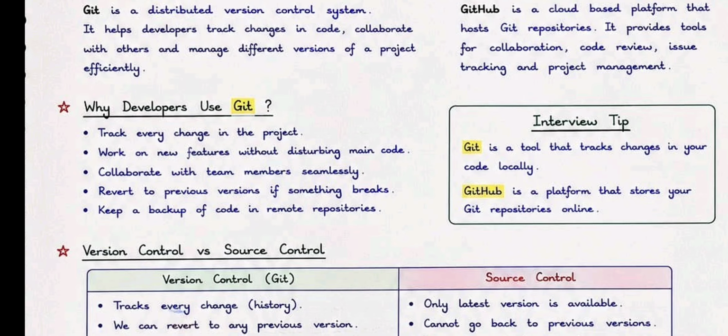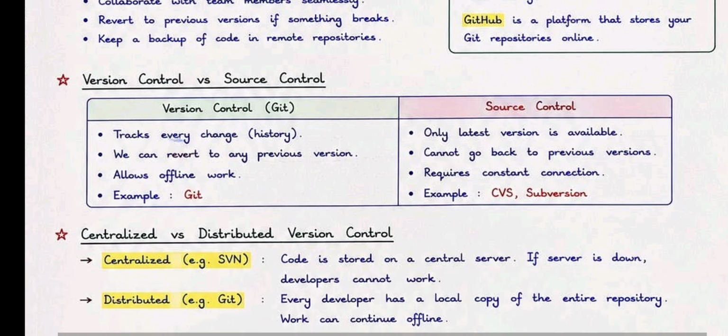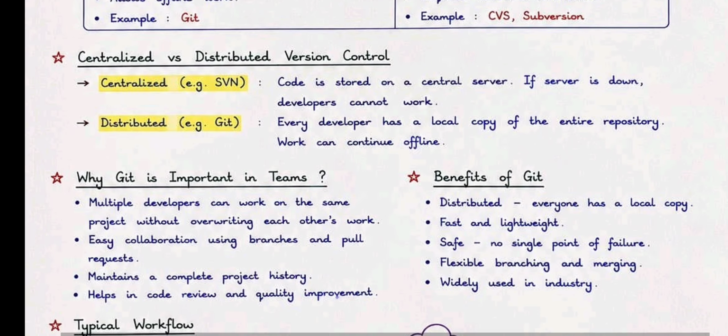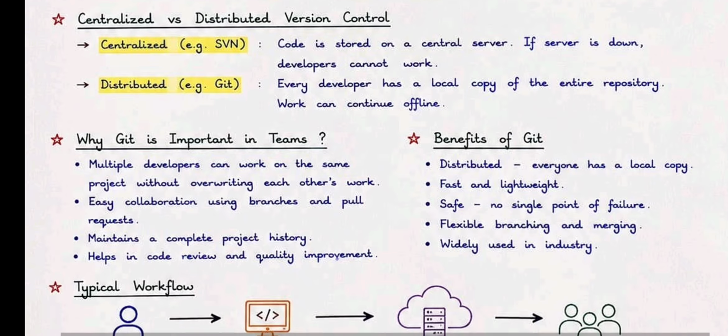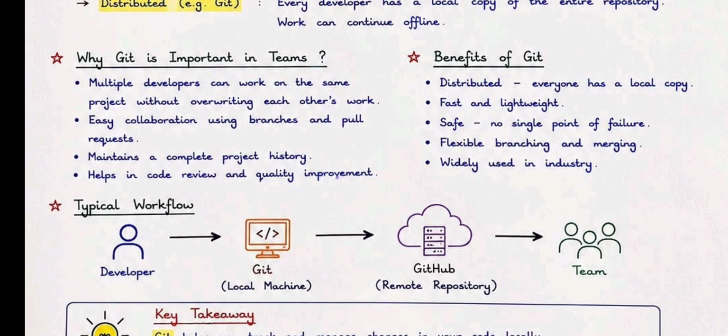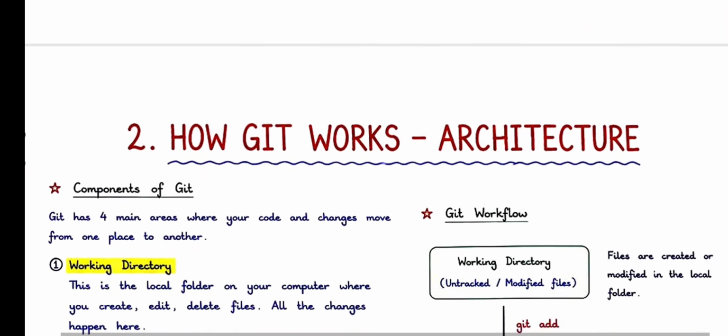Similarly, we have talked about why developers or automation testers use Git, what's the difference between version control and source control, what's the difference between centralized and distributed version control systems, why Git is important in teams, what are the benefits of Git, and what's the typical workflow.